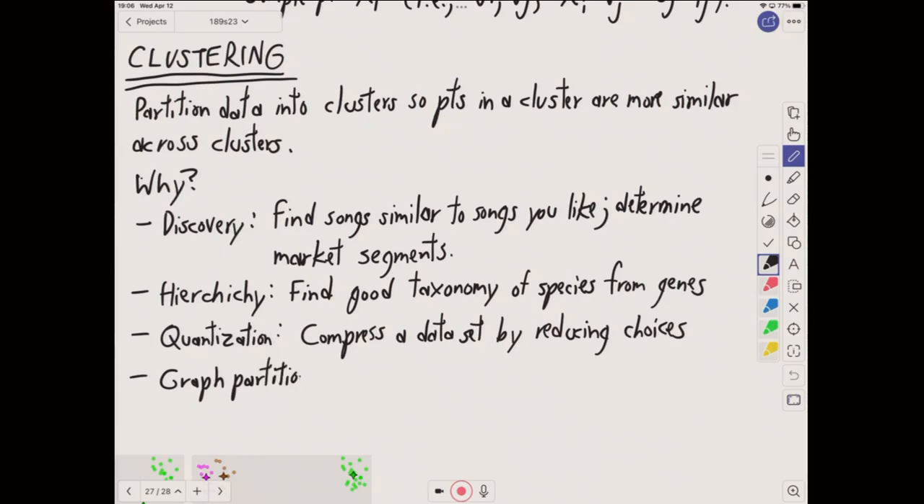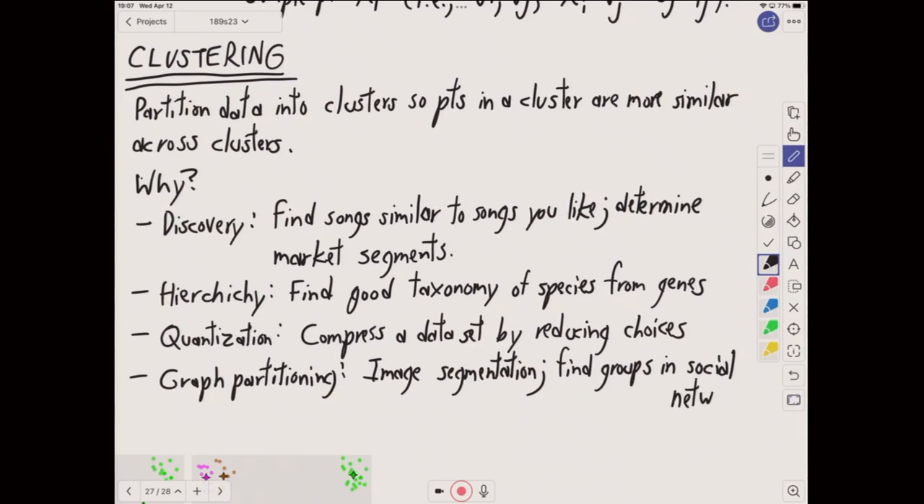Another application is graph partitioning, which is used for image segmentation to be able to figure out what the different parts are of an image. Like, if you have a photo of the front of this room, you want to be able to separate the blackboard from the screen, from the table. Or if you have a social network, you might want to figure out which are the groups that are most strongly bonded together within that network.